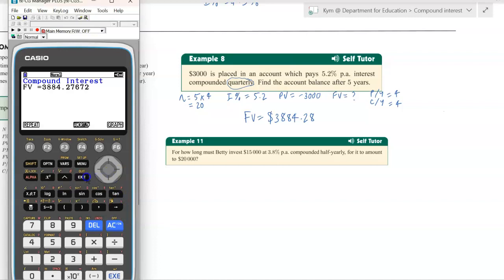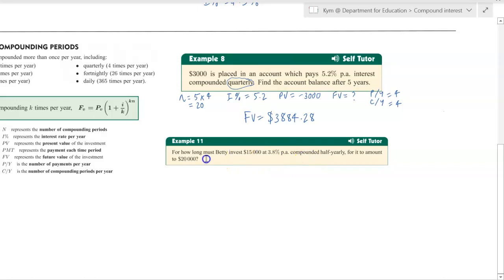Now, the second example asks me to, in fact, if I can just get rid of that for now, asks me to this time determine how long that $15,000 must be invested for at 3.8% per annum to turn into $20,000 if the interest is compounded half yearly, so twice per year. So again, I'm just going to show those values that I'm going to put into my calculator. And n in this case is what we're actually being asked to work out.